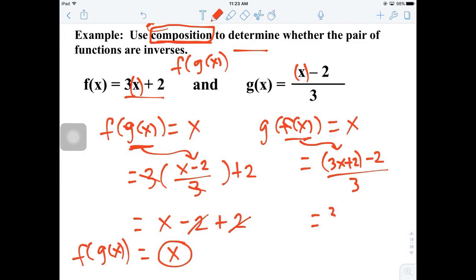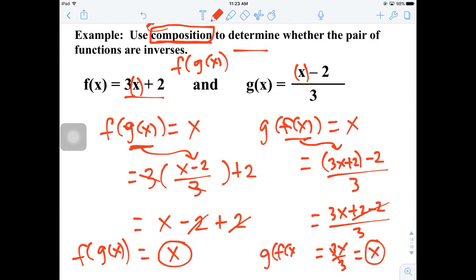So notice that 3x plus 2 minus 2, the 2's will cancel out. And we got 3x over 3. And the 3's will cancel out, leaving us x by itself. So we have g of f of x equals x. So we have shown both ways, back and forth, that they both equal x.